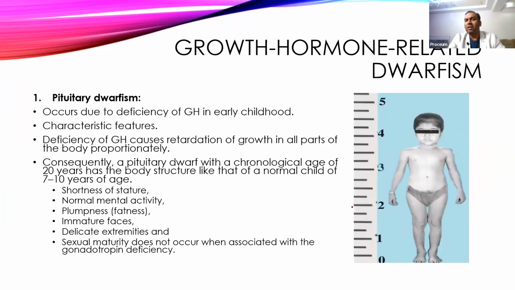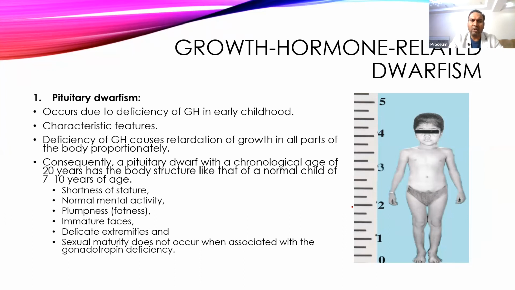Then we come to dwarfism, which is the opposite of the growth hormone excess. That is also called pituitary dwarfism, and is due to deficiency of the growth hormone in early childhood. What are the features you can see in this patient? The patient's age will increase, but he will look like a normal child. Even at the age of 20 he will look like a very small kid of 7 to 10 years old.